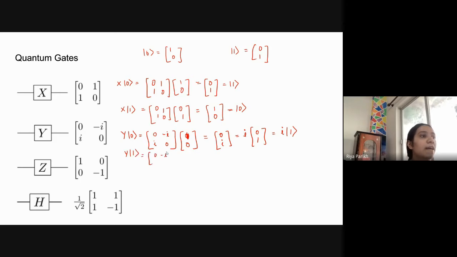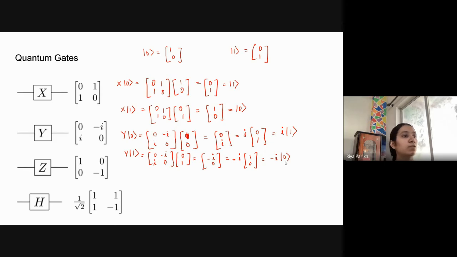So (0, minus i; i, 0) times the state for 1, (0, 1). Doing the matrix multiplication, we get minus i times (1, 0). We'll take minus i common. We have (1, 0), and so we have minus i times state 0, right? So again, phase flip and bit flip. We came from the real to the imaginary axis and also changed the bit from 0 to 1.